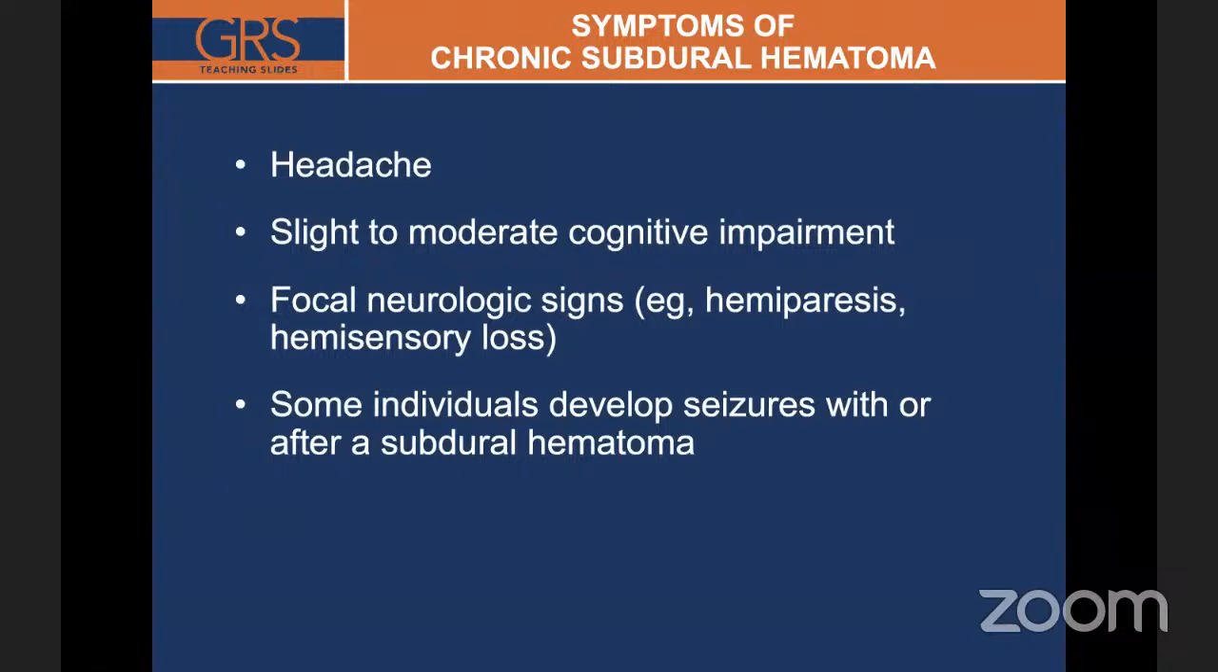So the symptoms of chronic subdural hematoma: usually the patient would have headaches, slight to moderate cognitive impairment, and focal neurological signs, for example hemiparesis or hemisensory loss, depending on where the bleeding is. And some individuals develop seizures with or after a subdural hematoma.